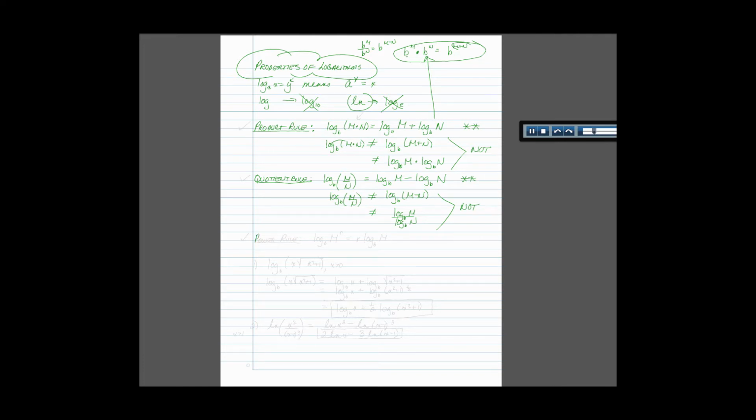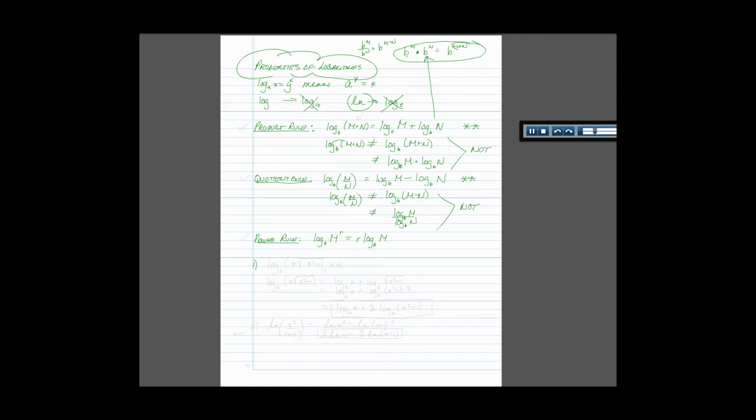Finally, we have the power rule for logs. So let's take a look at it. It says the log base b of m to the r power. This one's easy. You just bring that r to the front. It's r log base b of m. That's a pretty easy one. So let's look at how we use these.